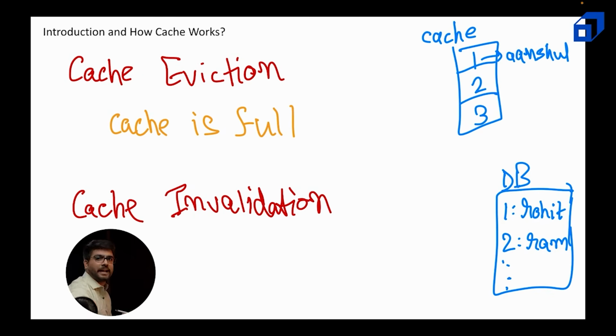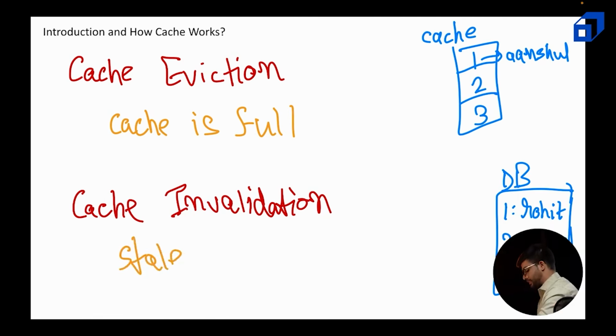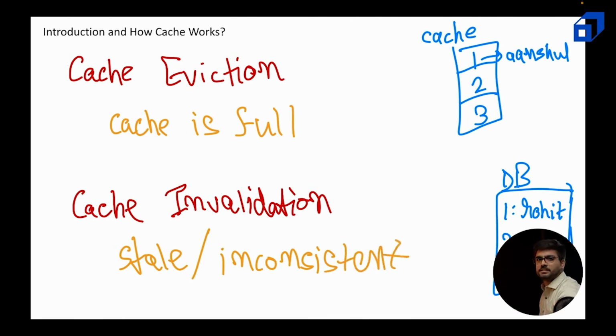Now this is when cache invalidation methods come into play, because something has got updated in the database and the information inside the cache is either stale or inconsistent. This is also known as cache inconsistency. We need to make sure that the cache at any moment is not inconsistent. Either we can get rid of this entire data entry altogether, like remove 1 to Aanshul, or we need to update the entry from 1 to Aanshul to 1 to Rohit. Any of these tactics are part of cache invalidation strategies or cache invalidation policy.